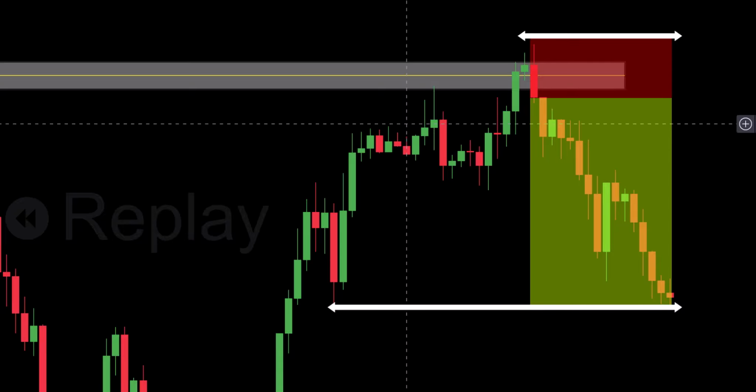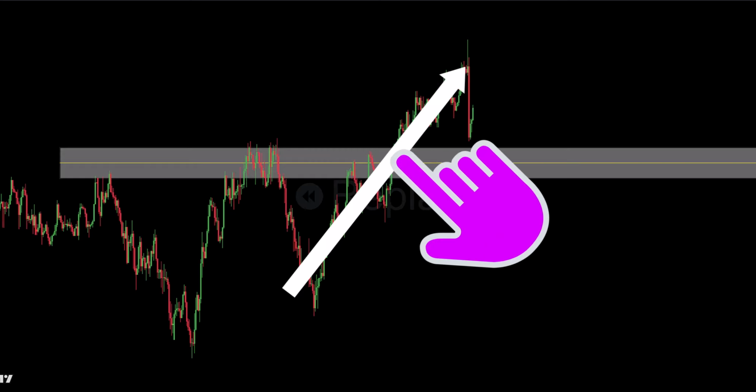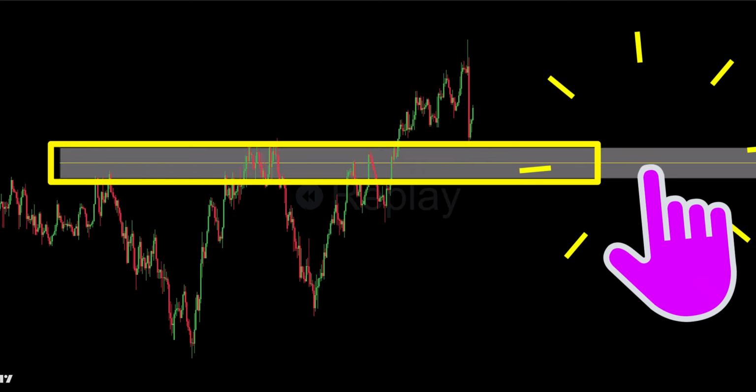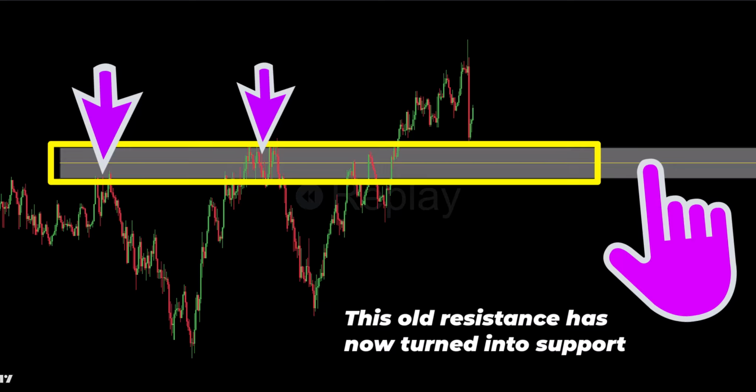Now let's flip to the bullish side of the engulfing pattern. This time, the market is in a clear uptrend, making higher highs and higher lows. That's a sign we're looking for long trades. Our job is to first mark a key level of support. Looking left, we see previous highs that price broke through. This old resistance has now turned into support.